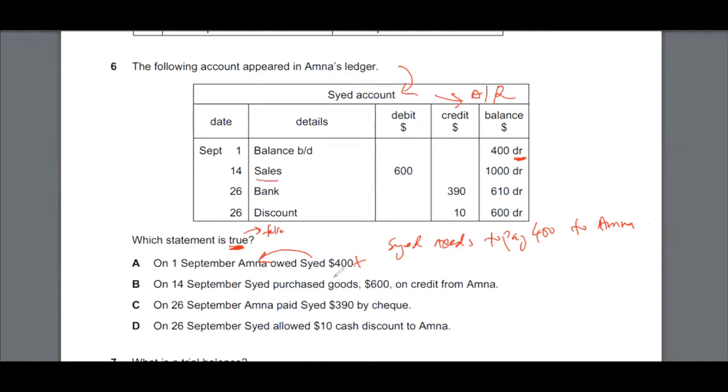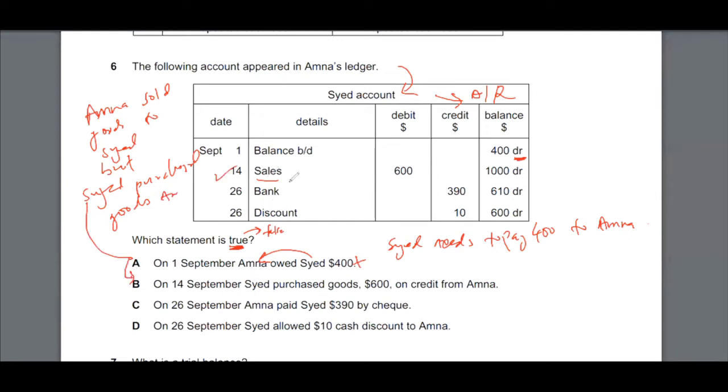Now it might take a little time to absorb this because the word used here is sales. So Amna sold goods to Syed. But for Syed, it's a purchase. Syed purchased goods from Amna, right? So that's what option B is saying. On 14th September, Syed purchased goods, he definitely did, for $600 on credit from Amna. So everything basically checks out. So the correct answer to multiple choice 6 is actually option B.